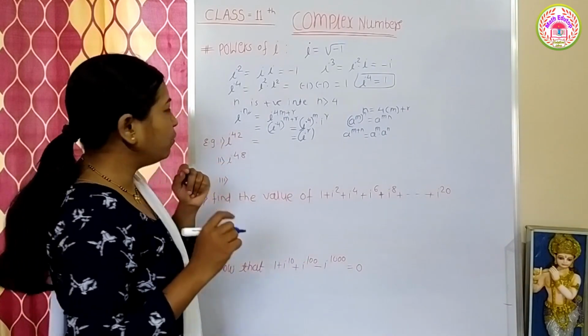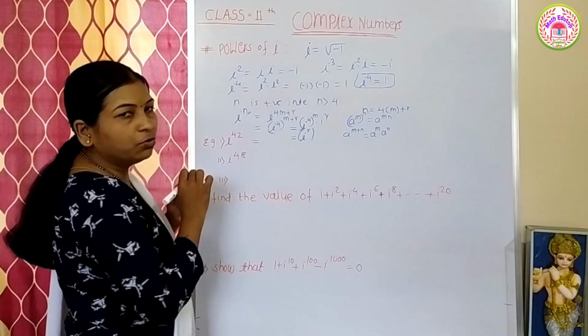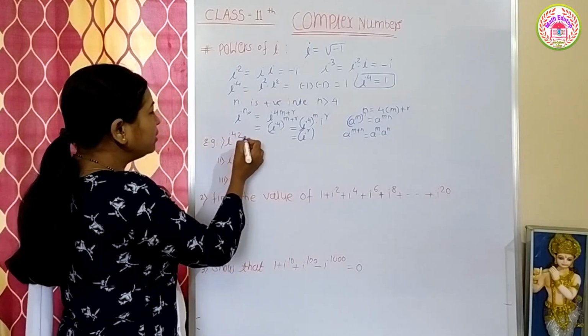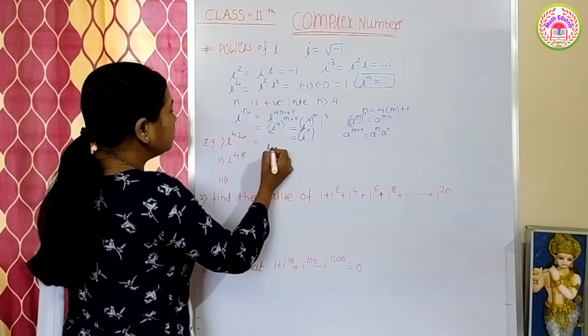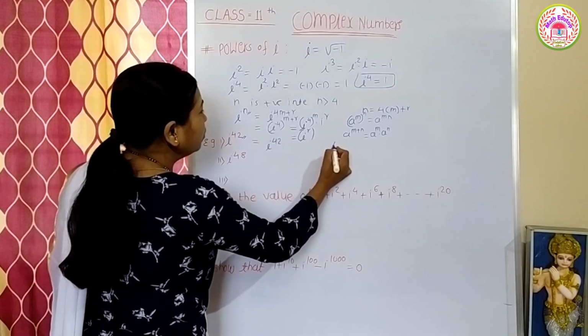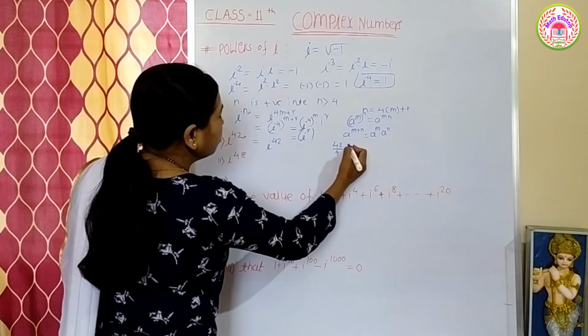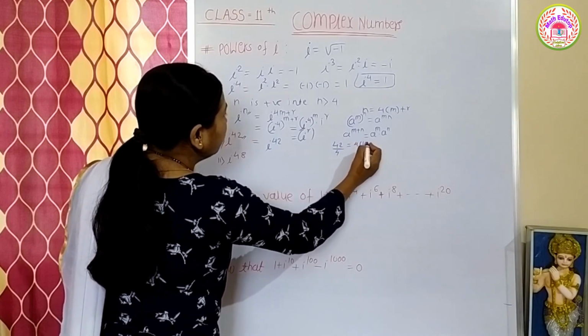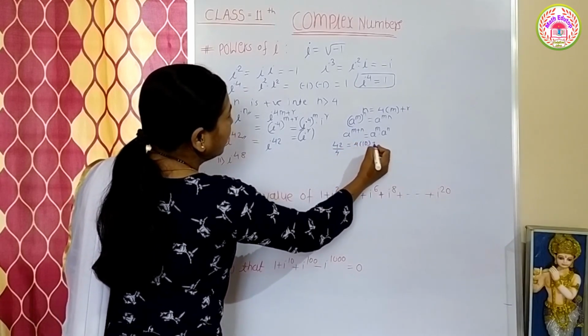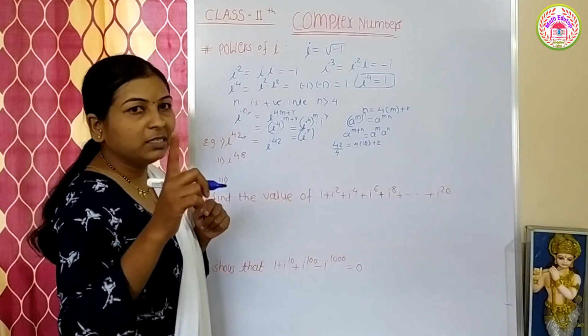Okay, this here, for example, i raised to 42 is there. First we divide this power 42 by 4. Then what we get? That is 42 over 4. This has 4 multiples of 4, meaning 4 into 10 is 40, and the remainder is 2. That is, the remainder here is 2.